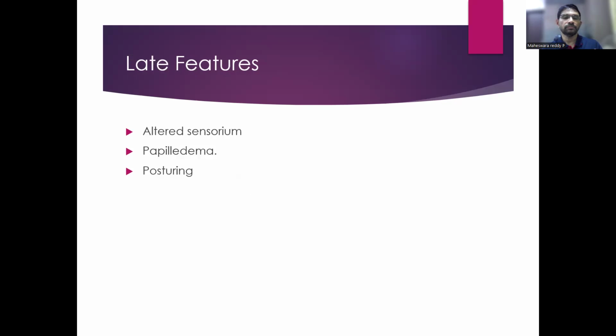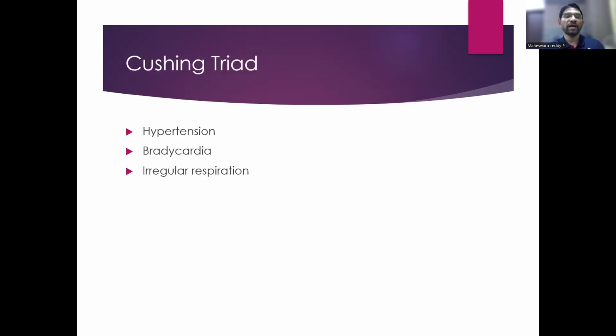So the red flag or most dangerous sign is Cushing's triad. It consists of hypertension, bradycardia, and irregular respiration, Cheyne-Stokes breathing. So why does hypertension develop? In order to maintain the cerebral perfusion pressure, to counteract the increased intracranial pressure, the body elevates blood pressure. So that is hypertension, bradycardia, and irregular respiration. This is a life-threatening condition. It has to be treated aggressively. Otherwise, we may lose the patient.